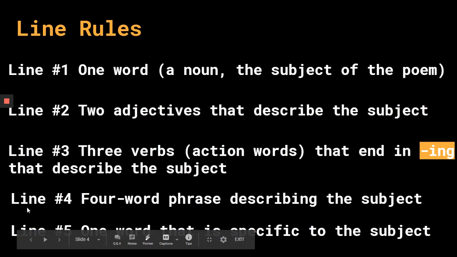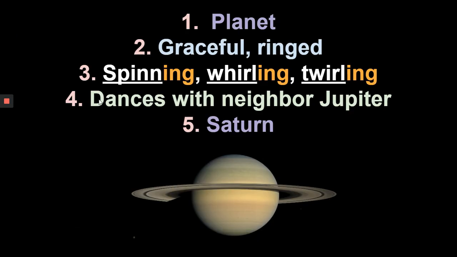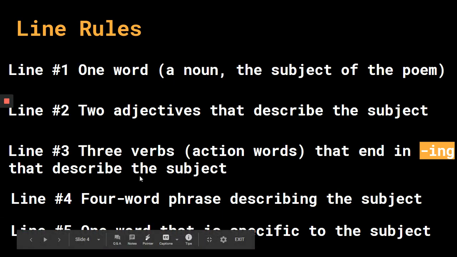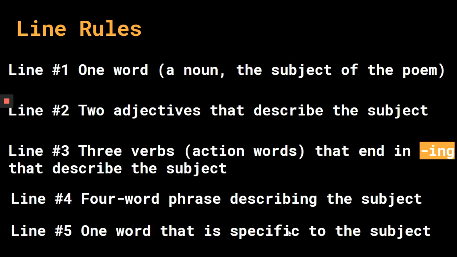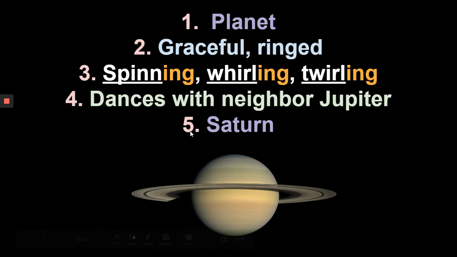All right, now line number 4 is a 4-word phrase describing the subject. So here in our example, the 4-word phrase that describes the subject, which is planet, is dances with neighbor Jupiter. Such a cool line. All right, now the last one, line number 5, is one word that is specific to the subject. So here, the one word that is specific to the subject, which is planet, is Saturn.